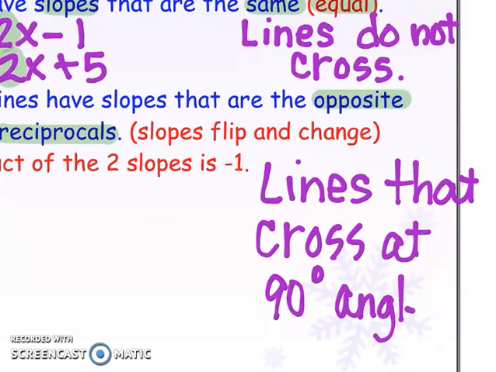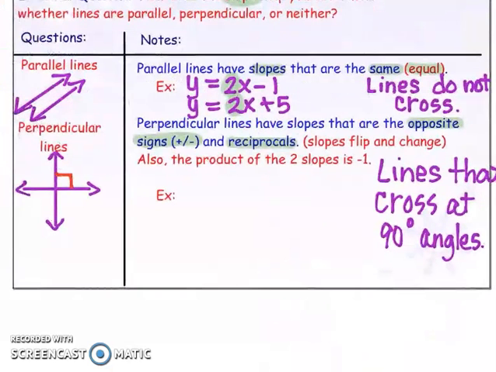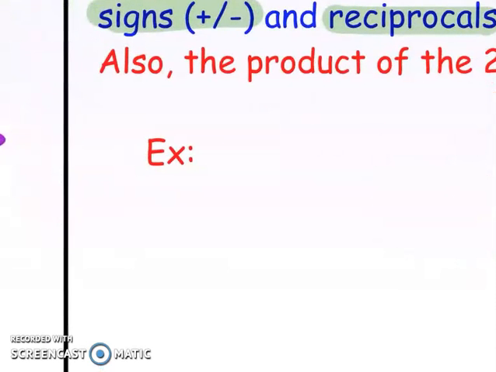Parallel and perpendicular lines are seen everywhere. If you look at the ceiling in our classroom, you see parallel and perpendicular tiles. If you look at the walls, if you look at the squares on the floor, if you look at a map and you see streets, a lot of times they're parallel and perpendicular because that's the safest kind of an intersection for driving. So perpendicular lines, slopes that flip and change.